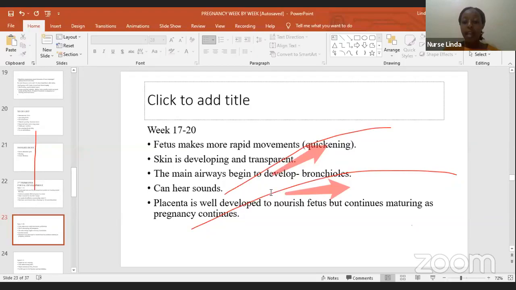Now we also have the airway of the fetus developing, that is the bronchioles, and at this point, the fetus can hear sounds. I think you have seen in movies people trying to speak to their unborn babies, and it is okay to do that because they can hear. So at this point, parents need to start bonding with the unborn fetus. And now the placenta is well developed and it continues to develop throughout pregnancy and it continues feeding the fetus.